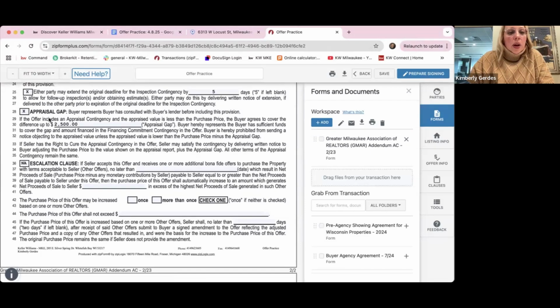And then in terms of our appraisal gap, we know based on our offer instructions that the buyer was willing to cover up to $2,500 in the event the appraised price comes in lower than the purchase price. So our buyer's willing to cover up to $2,500 in difference. So say we offer $250 and maybe the house appraised at $249. What would happen?